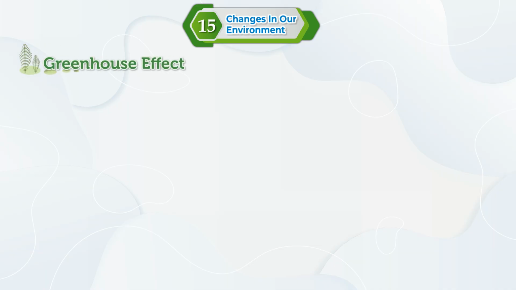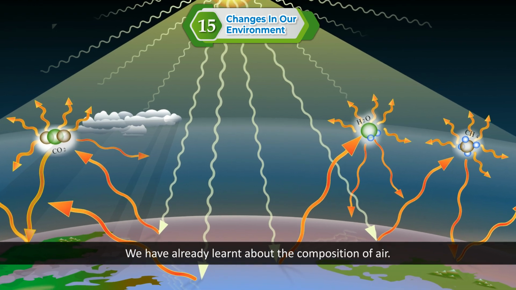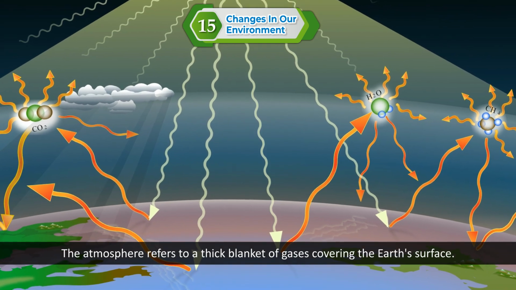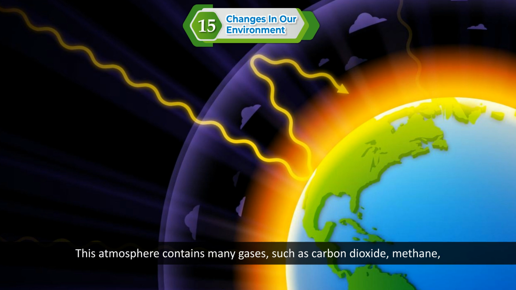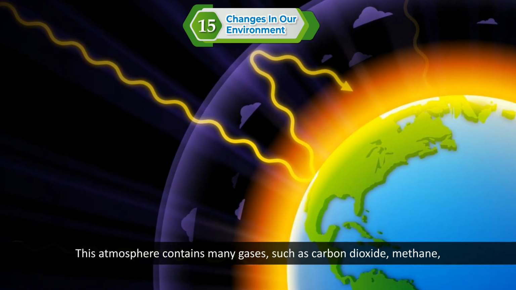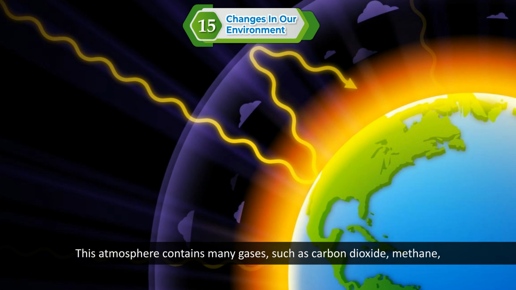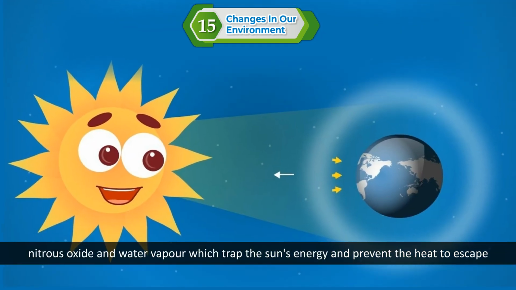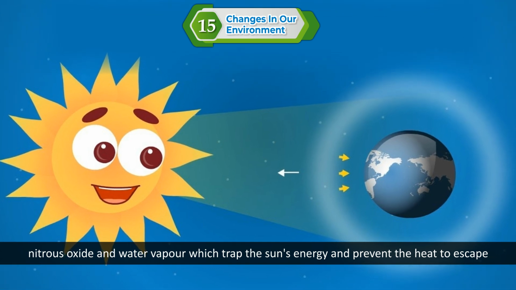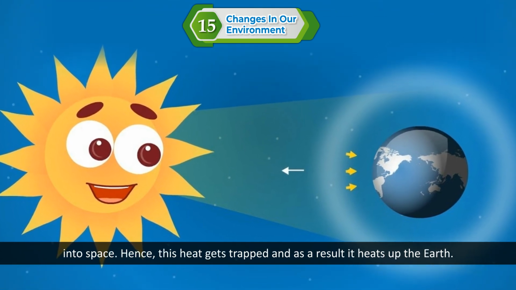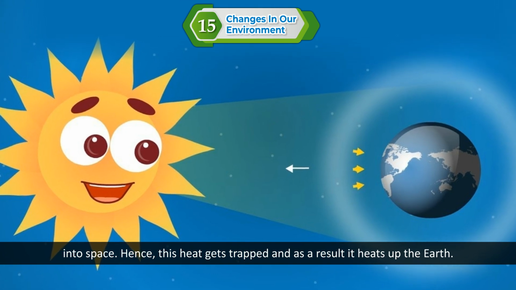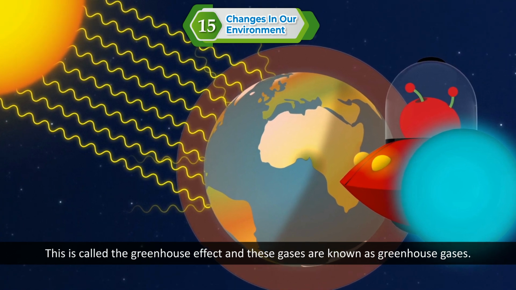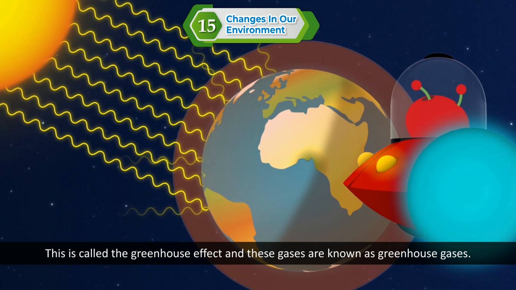Greenhouse effect. We have already learned about the composition of air. The atmosphere refers to a thick blanket of gases covering the Earth's surface. This atmosphere contains many gases such as carbon dioxide, methane, nitrous oxide and water vapor, which trap the sun's energy and prevent the heat from escaping into space. Hence, this heat gets trapped and as a result, it heats up the Earth. This is called the greenhouse effect and these gases are known as greenhouse gases.